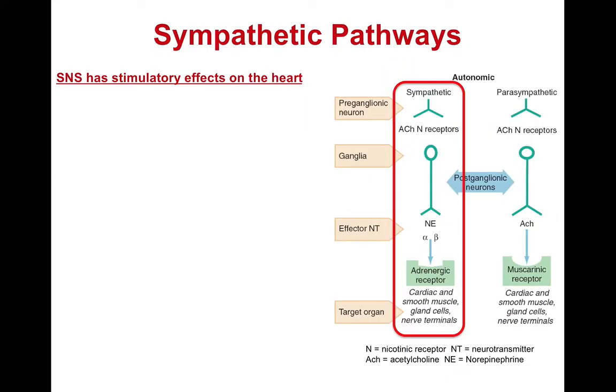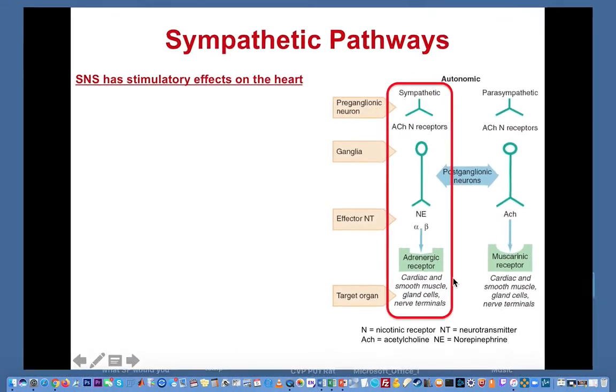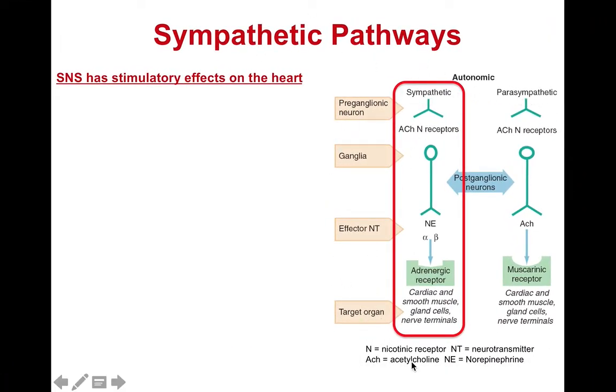So let's look at the sympathetic pathways first. The sympathetic nervous system has stimulatory effects on the heart. You can see this is outlined here on the right, with different preganglionic and postganglionic neurons. The main thing you need to take away is the sympathetic nervous system uses norepinephrine as a neurotransmitter, which binds to adrenergic receptors, either beta or alpha receptors, and these are found on the heart, either the SA node, AV node, or the heart muscle itself.